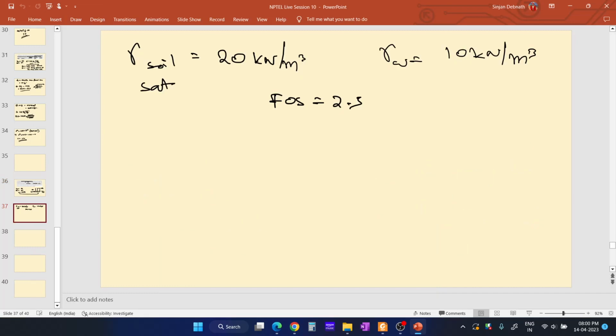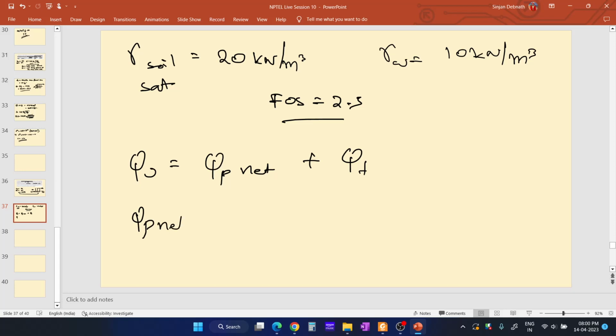Okay, so QU, that is the ultimate compressive load carrying capacity of the well, is equal to QP net plus QF. QP net is equal to AB, that is the cross-sectional area of the base of the well, times CU and NC, where CU is the underlying cohesion, and NC is the bearing capacity factor.